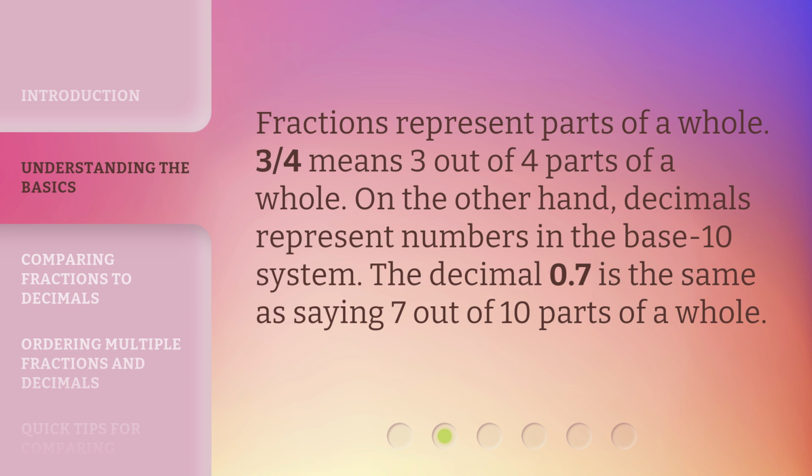Fractions represent parts of a whole. 3/4 means 3 out of 4 parts of a whole. On the other hand, decimals represent numbers in the base 10 system. The decimal 0.7 is the same as saying 7 out of 10 parts of a whole.